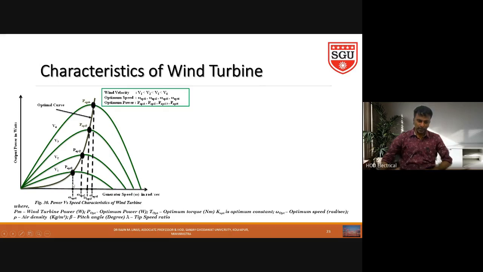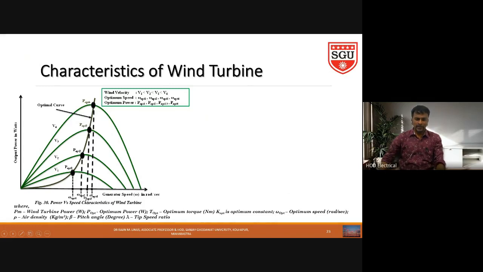Then this is omega optimum 1. This is what happens when the wind velocity varies. Assume this is one particular wind velocity V1. If the generator speed is varying, our curve will be like a hill. You can see this is the curve for wind velocity V1. As the wind velocity increases, the output power magnitude of the curve also increases. It is a hill-shaped curve.